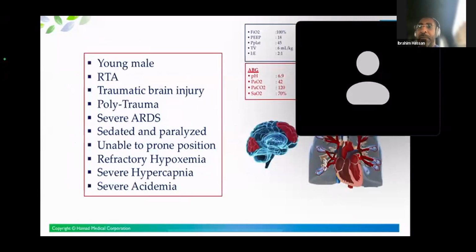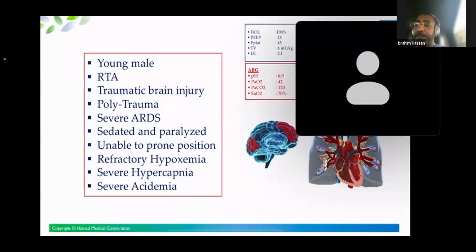So this is the typical scenario: usually a young male, road traffic accident, traumatic brain injury, polytrauma, severe ARDS, and you do the usual management, which is protective lung ventilation, sedation, paralysis. If you're lucky, you can prone them, if they do not have contraindication to prone. Some of them will recover and do very well.